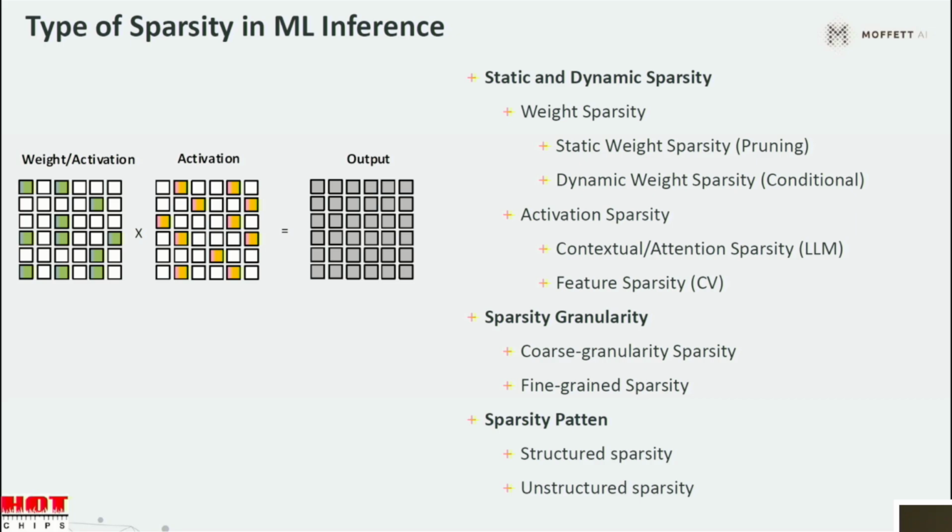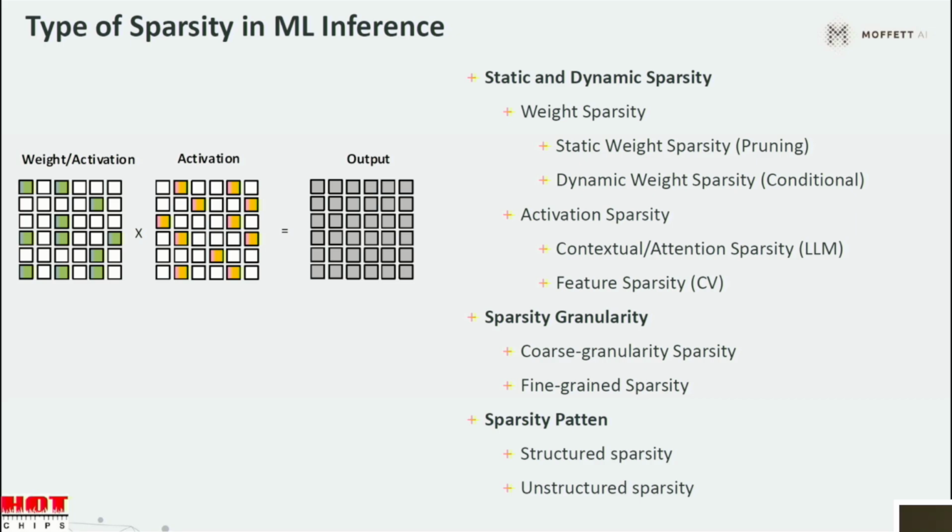But there's also dynamic weight sparsity. This is a conditional sparsity. Basically, you have a very large neural network, but based on the input, you do a little bit of calculation, and then you use that calculation to select which part of your neural network to activate. So this is called conditional dynamic weight sparsity.